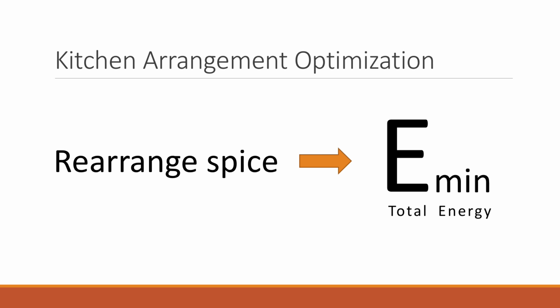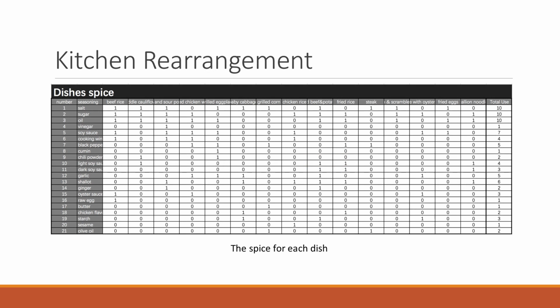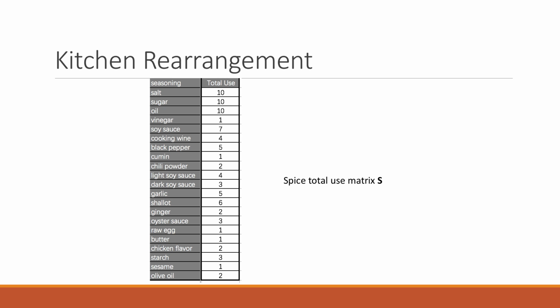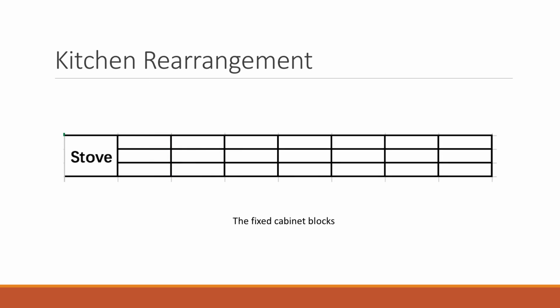So my optimization is about how to rearrange the spice positions, so I can use the minimum total energy to cook all the dishes I want. First I build up a dishes-spice table like this, and then I get the spice total use matrix as S. And here are my fixed coordinate blocks.